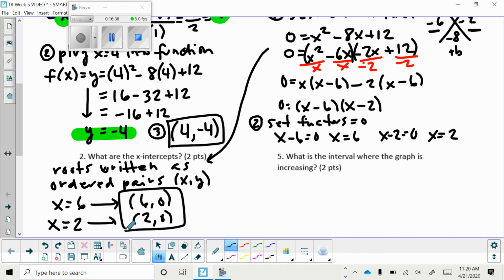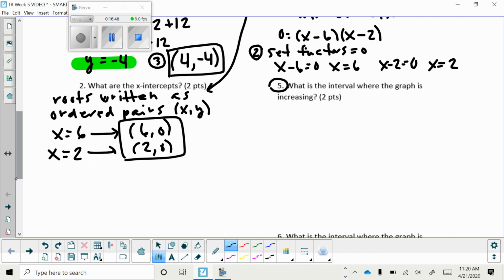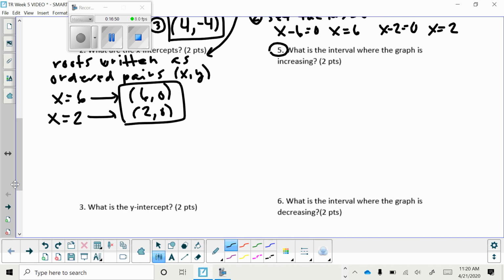And now go ahead and read number 5 to yourself. It says, what is the interval where the graph is increasing? Well, and then number 6 down here goes along with that. What is the interval where the graph is decreasing? So I'm going to talk about both of those at the same time. I'm going to draw a little sketch of this graph. Okay, it's not going to be a perfect thing.